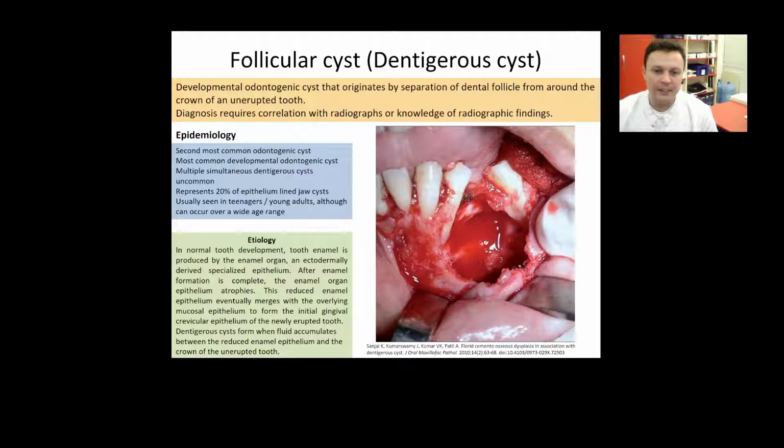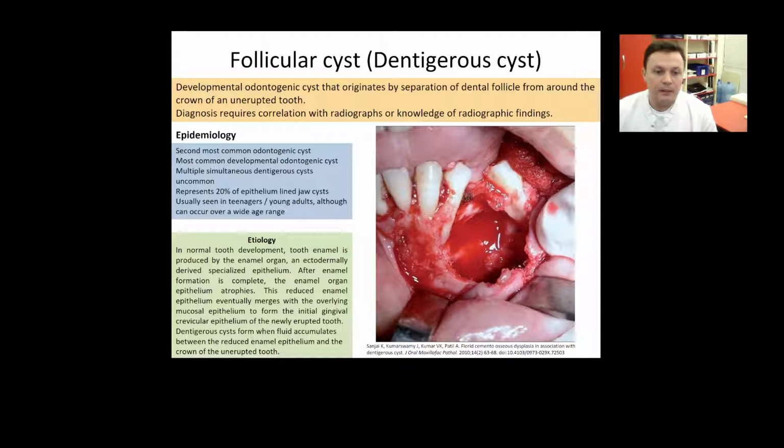Follicular cyst is a developmental odontogenic cyst that originates by separation of the dental follicle from around the crown of an unerupted tooth. Diagnosis requires correlation with radiographic findings. It is the second most common odontogenic cyst, and the most common developmental odontogenic cyst.